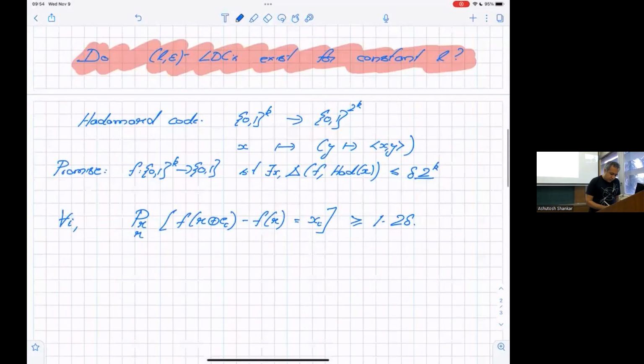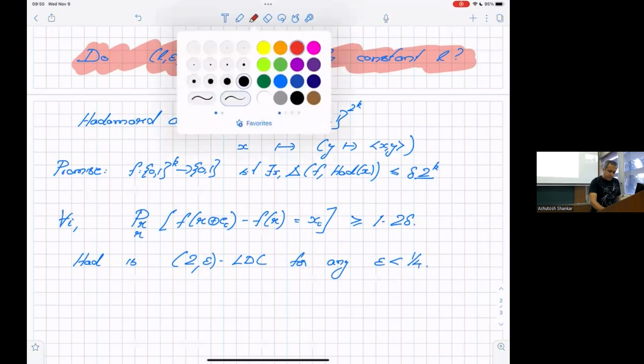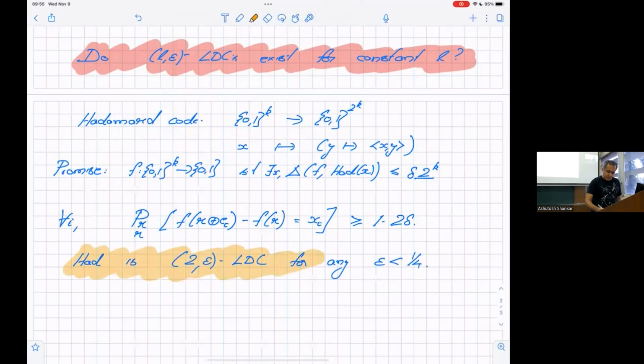So all I'm saying is that the Hadamard code is 2-query. Because of this 1/4, delta can remain any number smaller than 1/4, and as long as delta is smaller than 1/4, the advantage is better than half. So I can get a 2, epsilon LDC for any epsilon strictly smaller than 1/2. That's the takeaway from this one, but it has a very bad rate.